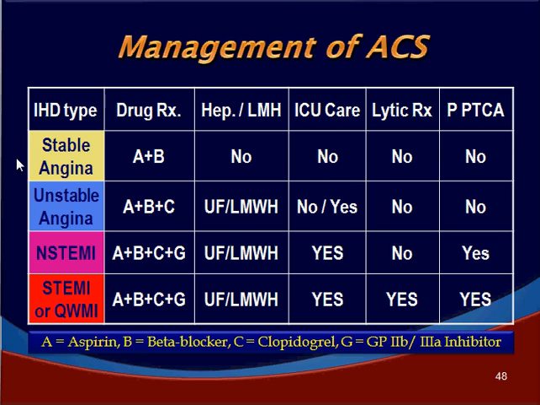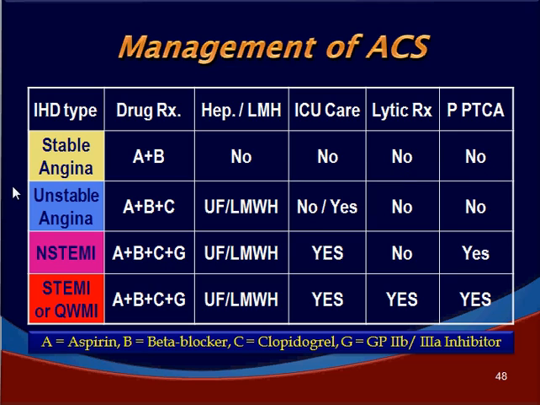Supposing the patient has no acute coronary syndrome and only has stable chronic angina, then all you need to give them is aspirin and beta blocker. No heparin, no ICU care, no thrombolysis, no primary PTCA.